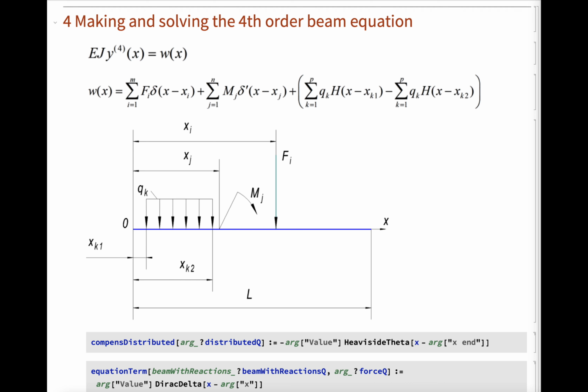You can see here that the w of x function contains some tricky functions like Dirac delta prime, or Heaviside theta. This stuff helps us to represent the loading on the beam as a single function of the x-coordinate without splitting the beam into regions. This simplifies the solution process a lot and reduces the amount of code.